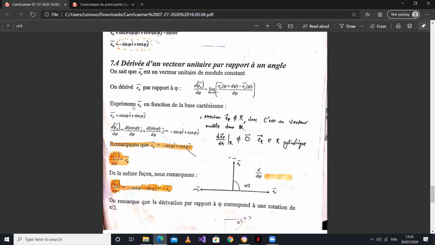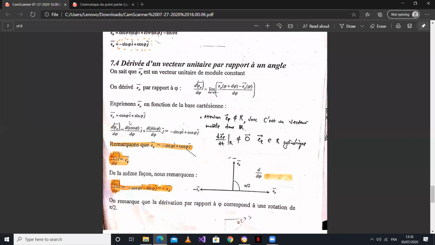This is just notation. Then we express e rho as a function of the Cartesian basis. So the derivative of e rho with respect to phi is a certain other unit vector, and we are trying to show what that is. We have e rho equal to cos phi e_x plus sin phi e_y. Now we are going to derive this expression with respect to phi.